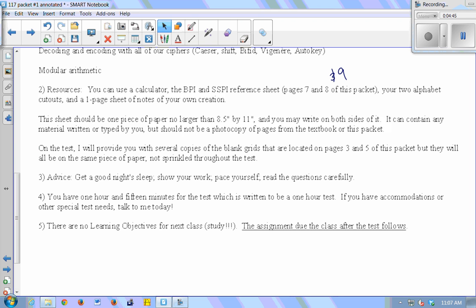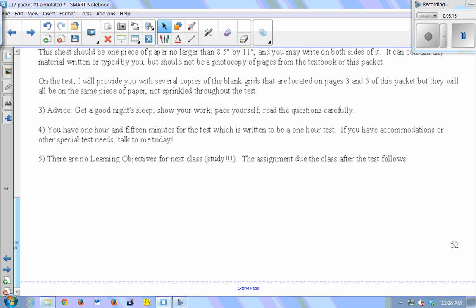So some advice for the test: get a good night's sleep, show your work, pace yourself, read the questions carefully. The test is written to be 1 hour and 15 minutes, but it's written, sorry, you have 1 hour and 15 minutes. It's written to be a 1 hour test. If you have accommodations or other special test requirements, talk to me today. Or even if you've already told me, talk to me again today to remind me.